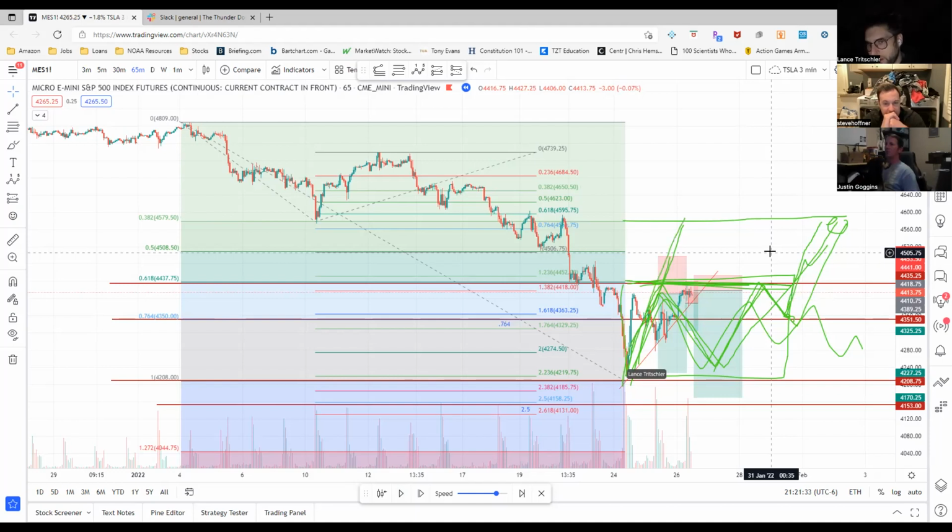How it's more of a failed consolidation for a move down. Now it's a beginning of a new up move. Does that make sense? And that's what we're gonna see as we finish. That's what I think ends up happening here.